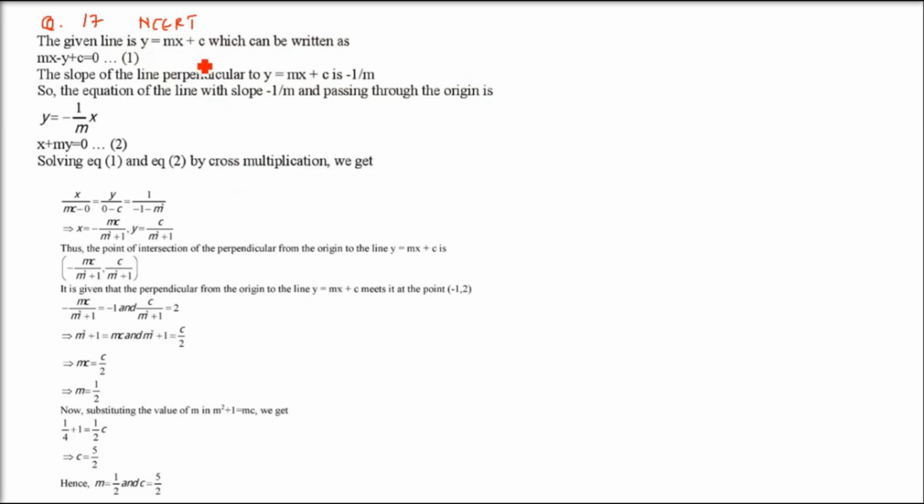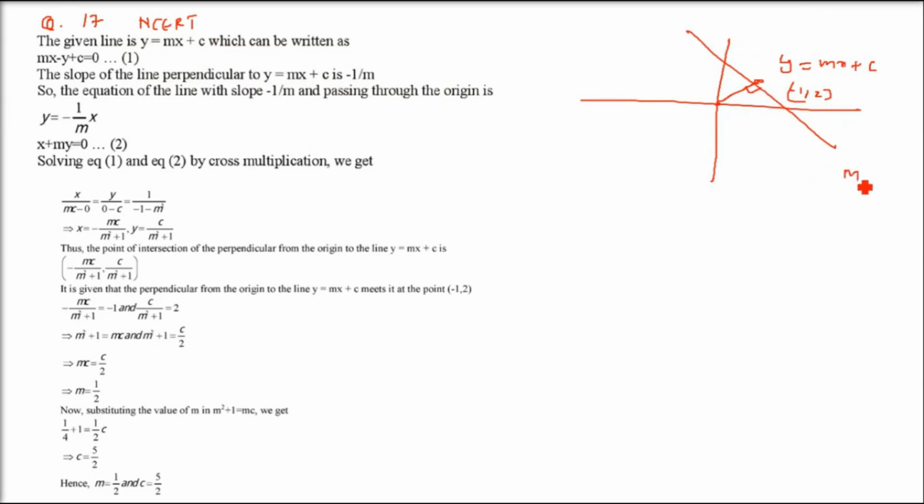We have to find the value of the slope and the y-intercept. So y equals mx plus c. Now you can write this in the proper form, ax plus by plus c. And there is one more thing given, the perpendicular from the origin. So if we draw a line, this line is y equals mx plus c. This is a perpendicular, this is 90 degrees. Now this line is meeting this point (-1, 2). That is just for an idea. So m and c we have to find out.